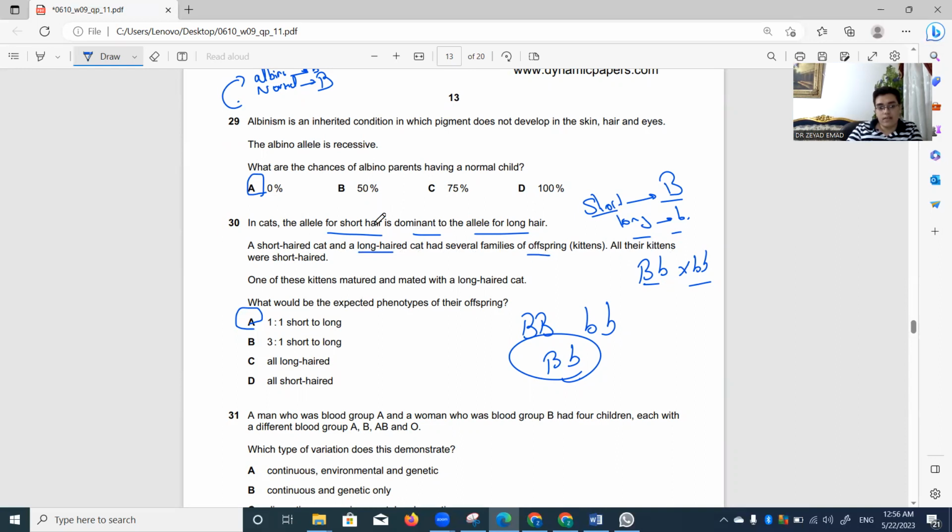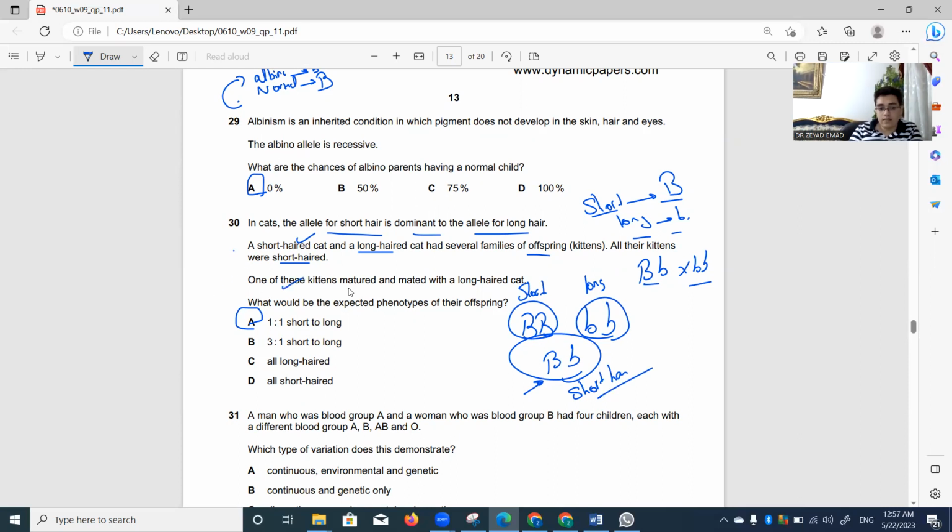Their offspring were all short. So in order to produce this, the short-haired cat must be P capital P capital, as the short-haired cat marries the long-haired cat, P small P small. All the offspring are P capital P small, short-haired. This is F1, generation number 1.